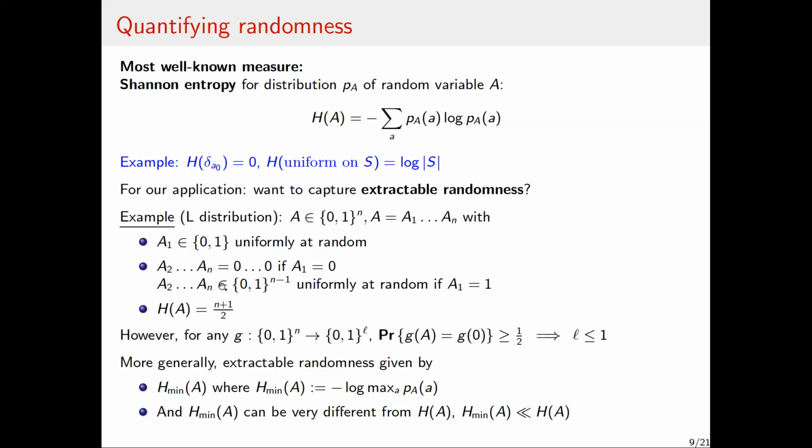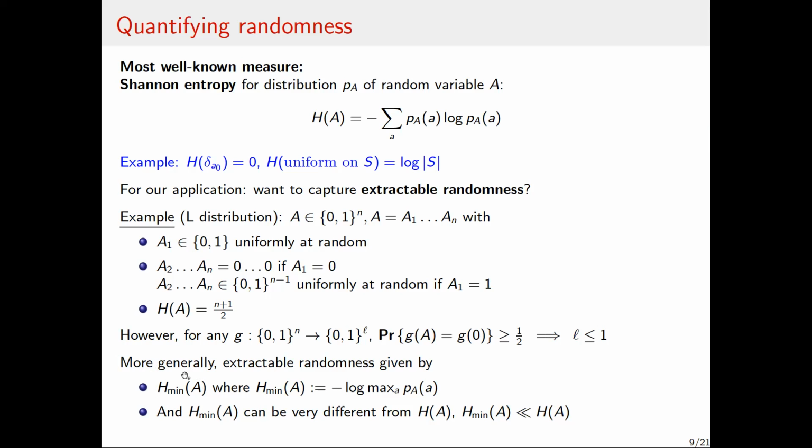So for this specific source, there is really at most one bit of randomness I could extract, whereas the Shannon entropy told me that there was n/2. This was a simple argument. It's relatively simple to generalize this slightly and to see that actually the relevant measure is not the Shannon entropy, but more of a worst-case kind of entropy, which I call the min entropy.